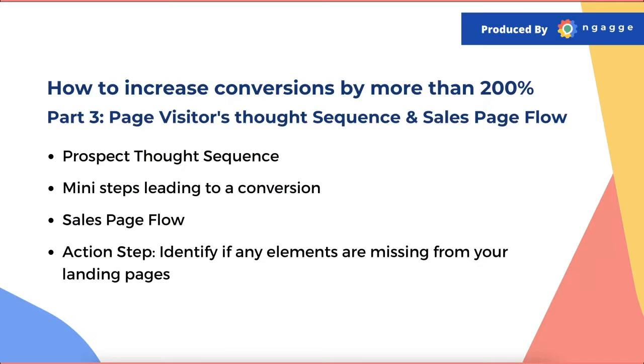All right, let's dive into today's part 3 of 4, how to increase your conversions by up to 200%. Today, we're talking about page visitors' thought sequence and sales page flow. Colin's going to take us through 4 very easy to manage talking points. Our first one, we're going to talk about prospect thought sequence. Then he's going to teach us some of the mini steps that are leading up to a conversion. Then we're going to talk about sales page flow.